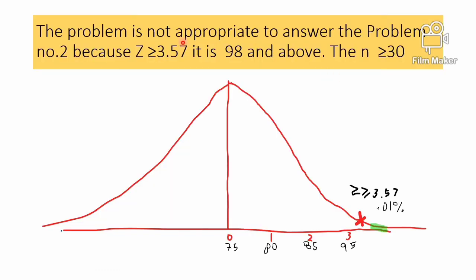Is this appropriate? The answer is that the problem is not appropriate, because Z is 3.57, which is above 98, and n should be greater than or equal to 30. So if this is 75, this will be the 80 and somewhere is the 83. So the problem is not appropriate to answer.